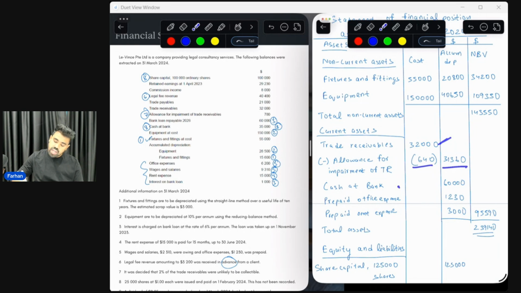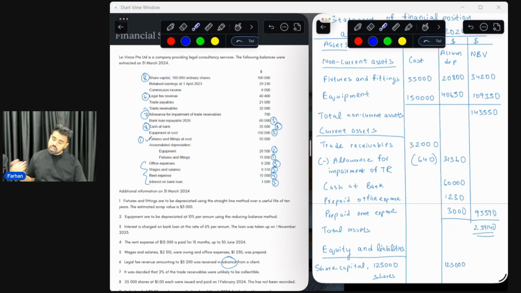Then we included the cash and bank of $60,000, which, if you remember, was adjusted for the additional shares that we have raised, additional money that we have raised through issuing shares. Then we have prepaid office expense of 1,230, prepaid rent expense of 3 months of 3,000, and altogether this gives us total current assets of 95,590, which when added to the total non-current assets gives us the total assets of 239,140. Okay.